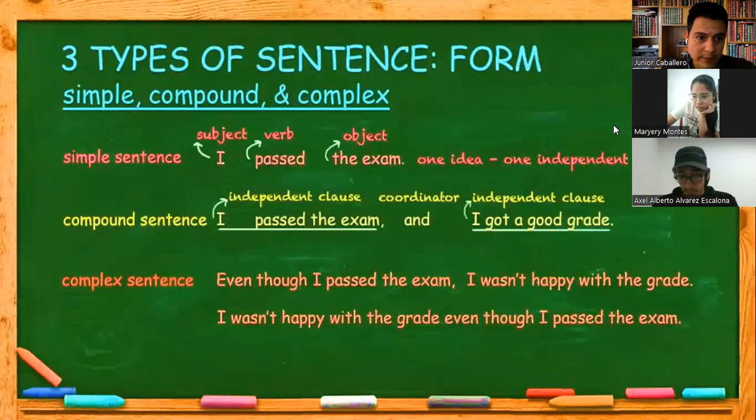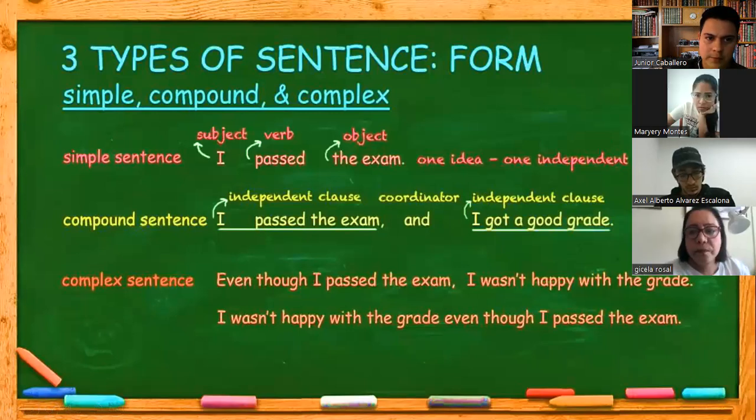Now, what do we have here? We have three types of sentences. Let's get started with this. We have four, by the way, but let's get started with the three types of sentences.